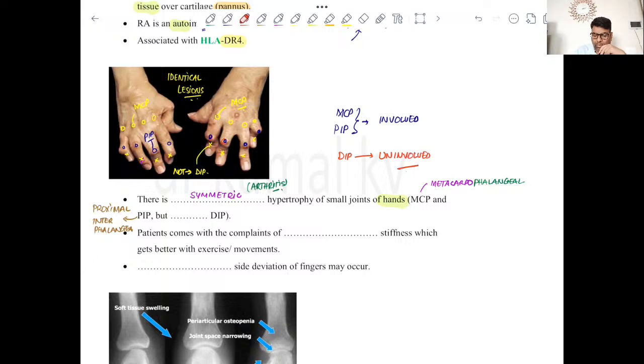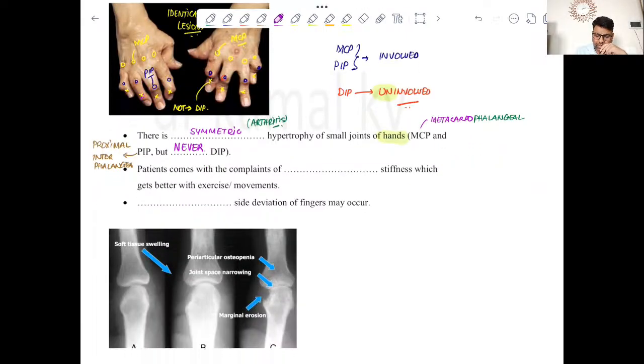Now this is very important because at times patient can have osteoarthritis of the hand, and this actually helps us in clinically differentiating the two entities, right? So this is very important to remember. So there is no involvement of the DIP, never distal interphalangeal joint. So please remember this much, okay?